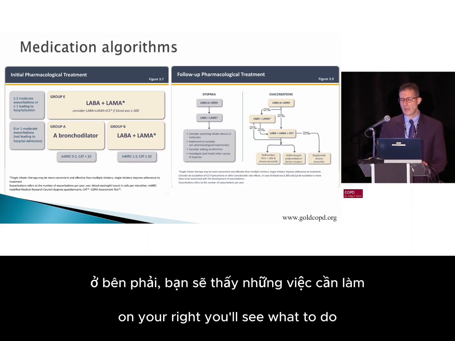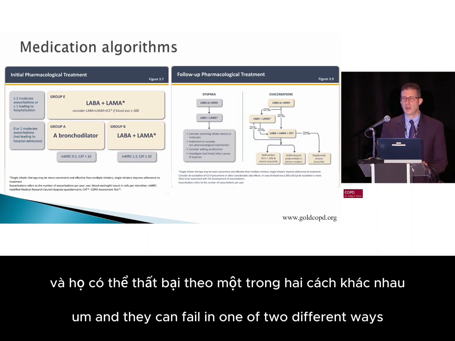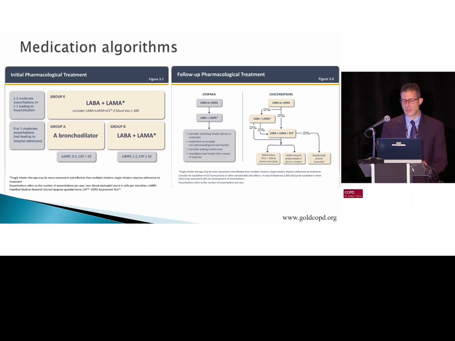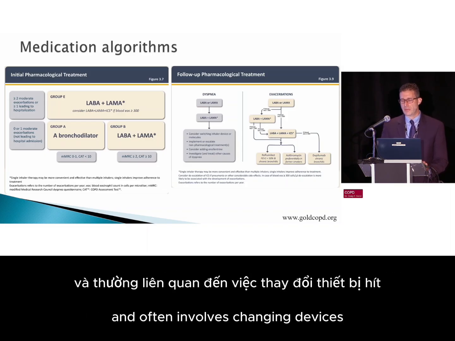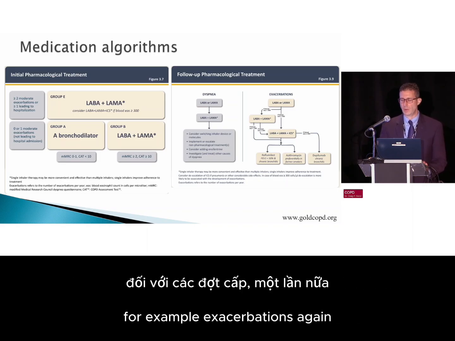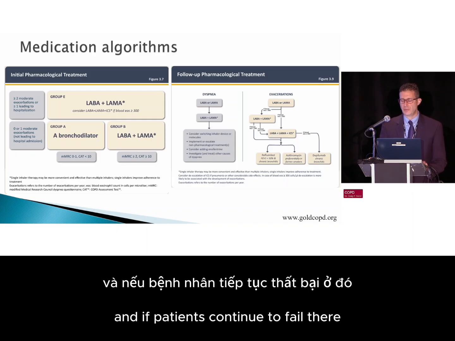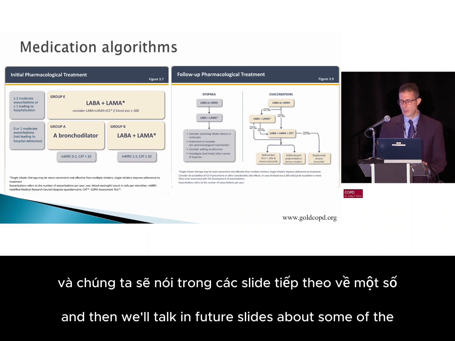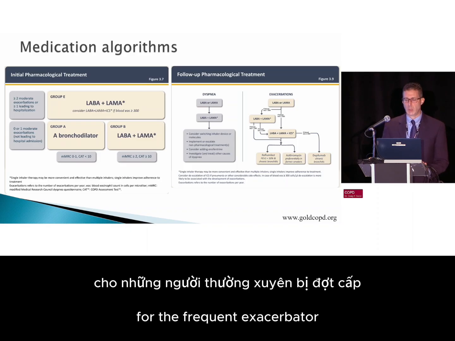On your right, you'll see what to do if patients are failing the initial treatment, and they can fail in one of 2 different ways. One is due to dyspnea, the other is due to exacerbations. There are fewer things we can do for dyspnea, and it often involves changing devices if people are not happy with a dry powder or a metered dose inhaler, for example. For exacerbations, again, using the blood eosinophil threshold, and if patients continue to fail, there becomes a lower eosinophil threshold for using inhaled corticosteroids. And then we'll talk in future slides about some of the other drugs that may be prescribed for the frequent exacerbator.